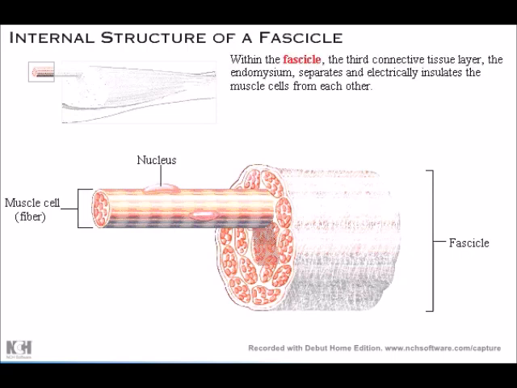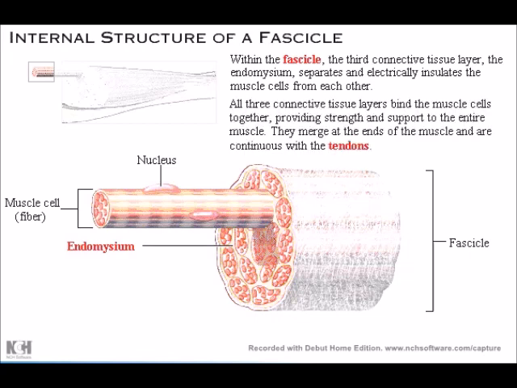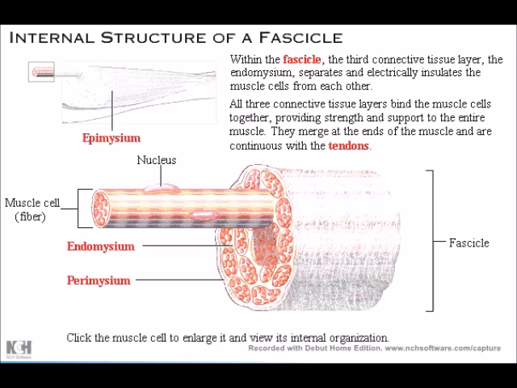Within the fascicle, the third connective tissue layer, the endomysium, separates and electrically insulates the muscle cells from each other. All three connective tissue layers, the endomysium, the perimysium, and epimysium, bind the muscle cells together, providing strength and support to the entire muscle. The connective tissue layers merge at the ends of the muscle and are continuous with the tendons.